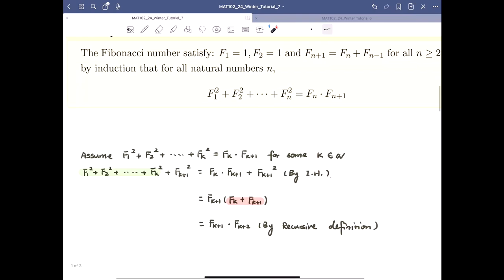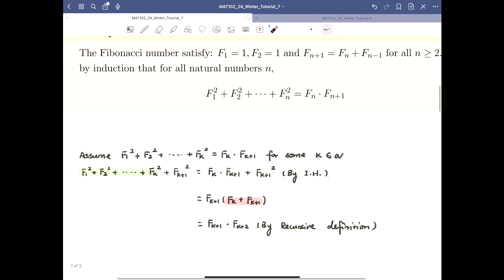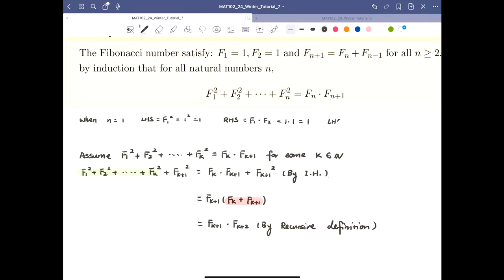What about the base case? Why do I only need the first base case? One base case. The base case is clearly when n equals 1, so let's write it down. When n equals 1, I need to show F1 squared is 1 squared, which is 1. That's the left-hand side. The right-hand side is F1 times F2, which is 1 times 1, also 1. So we can clearly see that they're equal to each other.